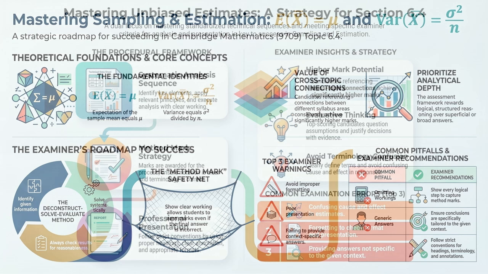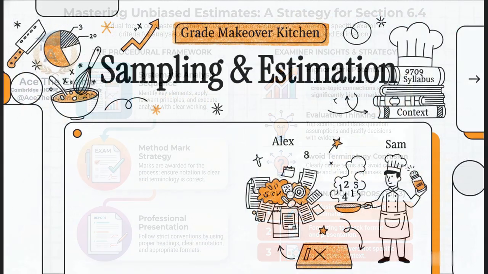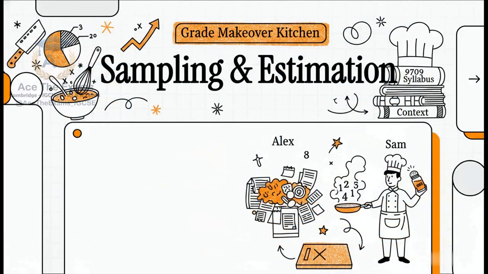Welcome to The Explainer. Step inside the digital workshop. Today, we are launching into a full-scale grade makeover kitchen audit. We are slicing directly into the absolute heart of Cambridge AS and A-level mathematics, syllabus 9709.